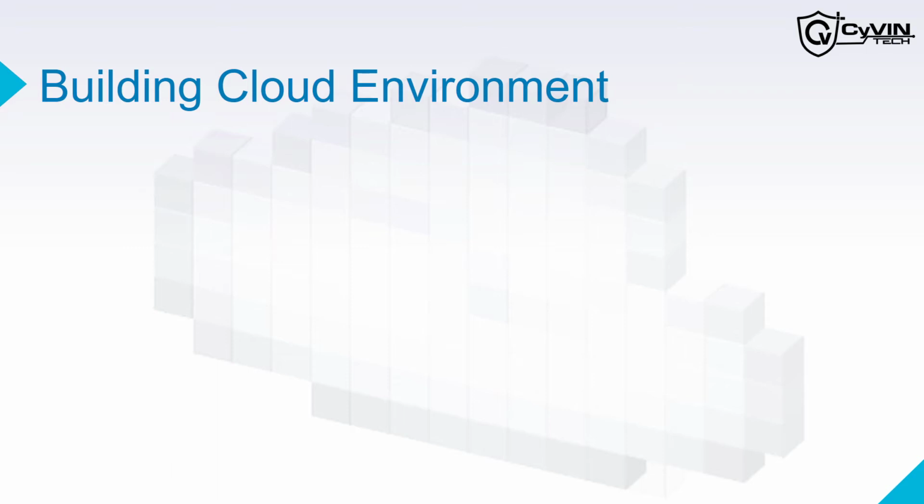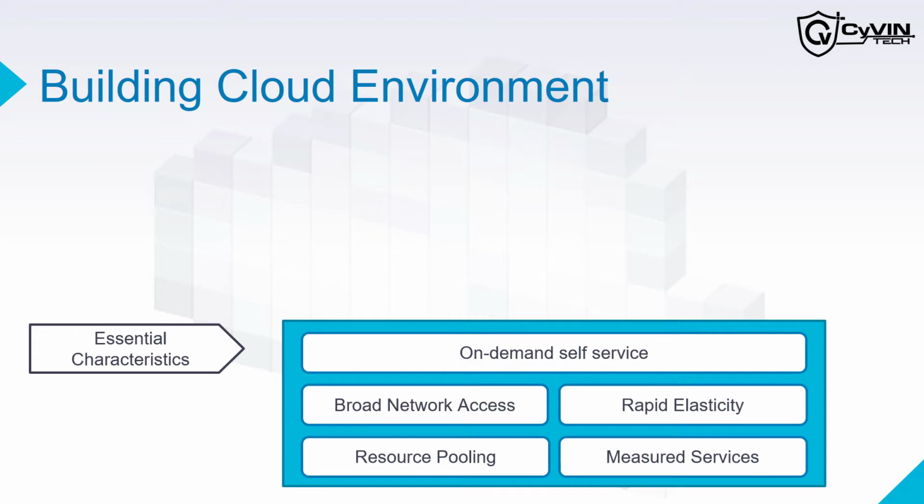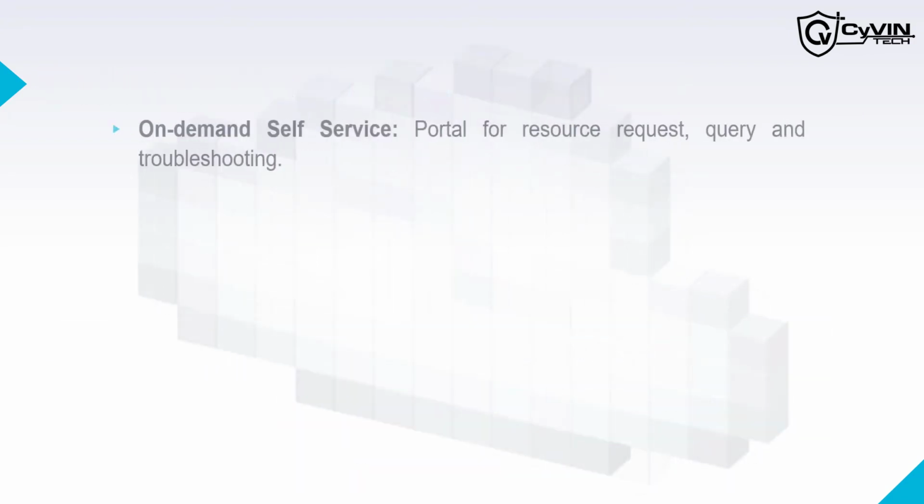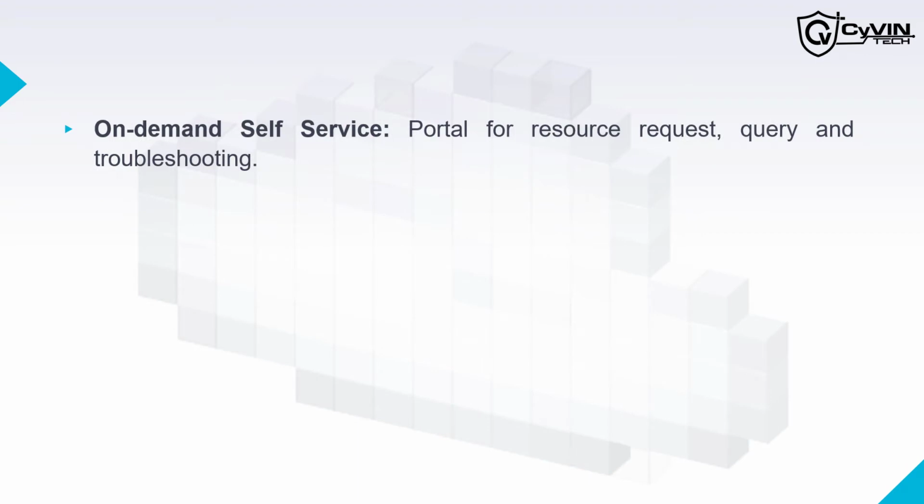Any infrastructure to be regarded as cloud must have some characteristic features, like on-demand self-service. The cloud platform must have a portal where the user can demand extra resources and decrease resources as per the need, and these resources must be allocated immediately. Other than this, the portal must be capable enough to provide assistance to the user along with troubleshooting help.